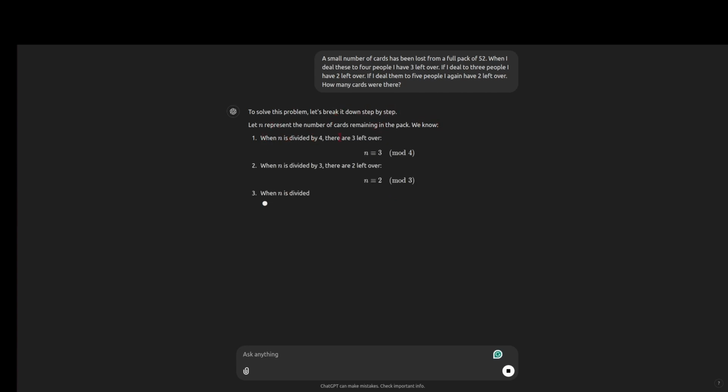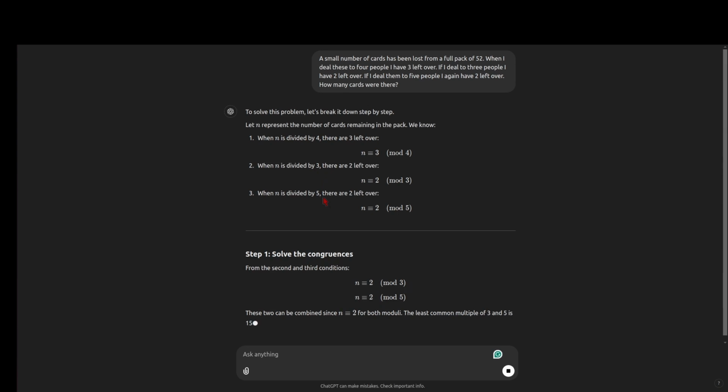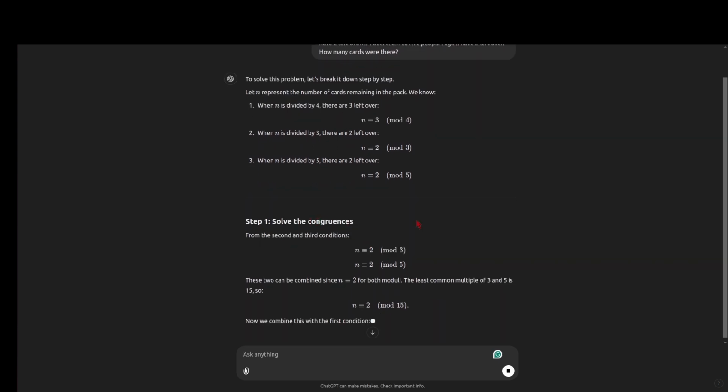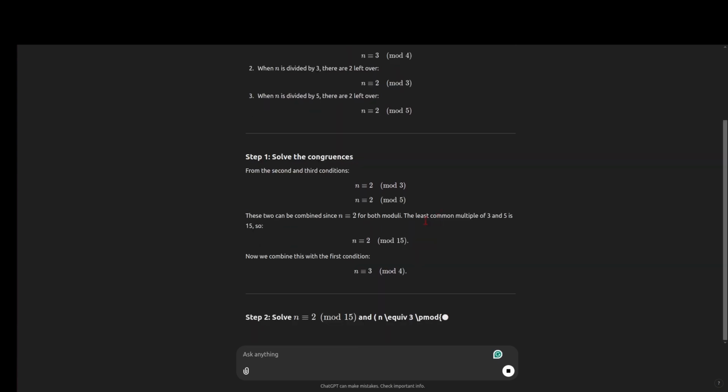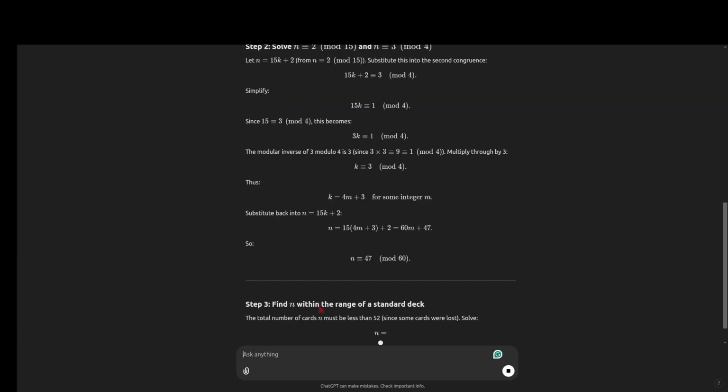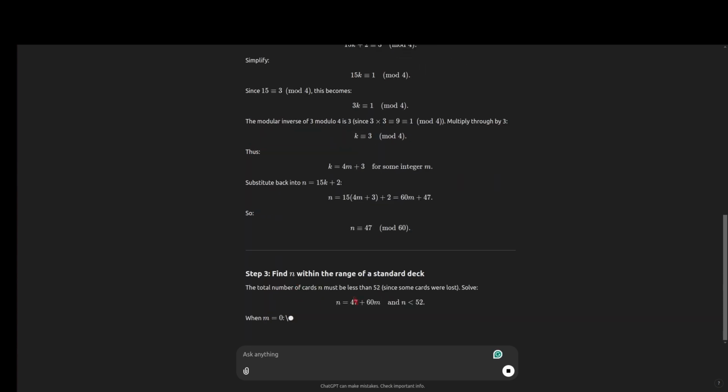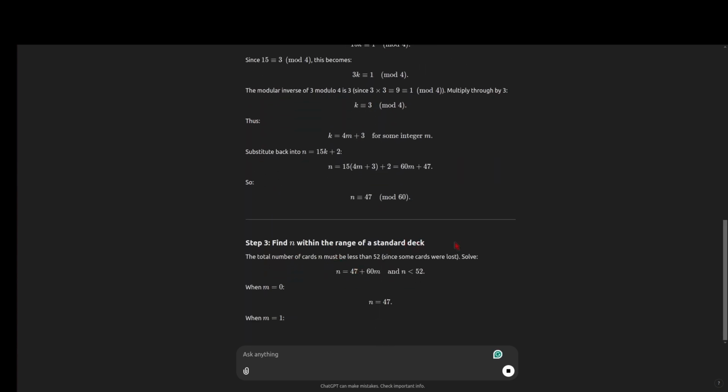We know that when n is divided by 4, there are 3 left over, and then it goes on doing the same for the other 2 scenarios. Step 1 is to solve the congruences, step 2 is to solve for n, and then it moves on to step 3, find n within the range of a standard deck.